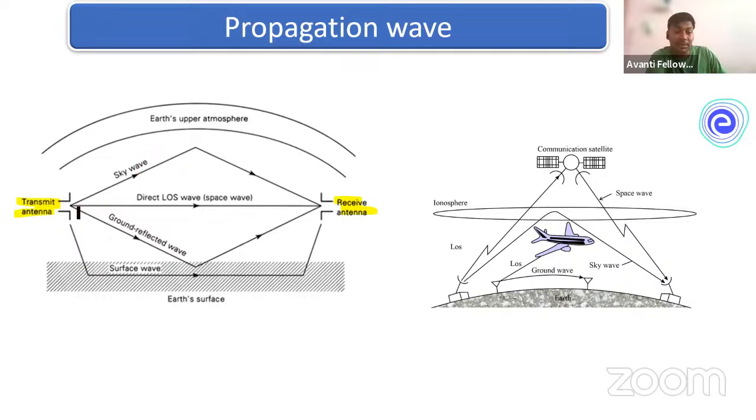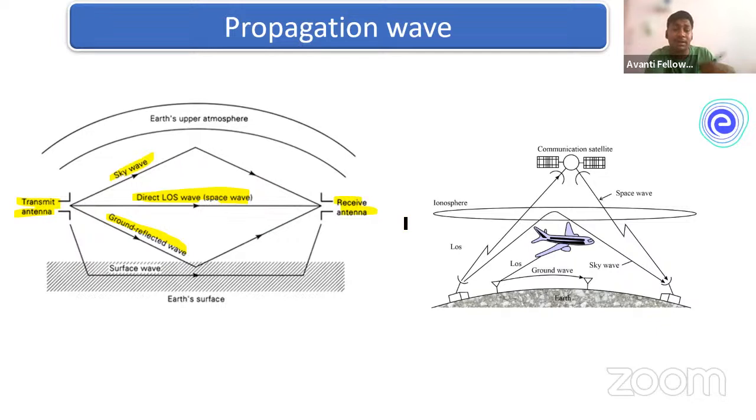First, the direct line of sight (LOS) wave, that is the space wave. This travels only in space. Now the ground reflected wave travels along the ground; we can also call it the surface wave, or ground wave. For long range signal transmission, we have the sky wave.